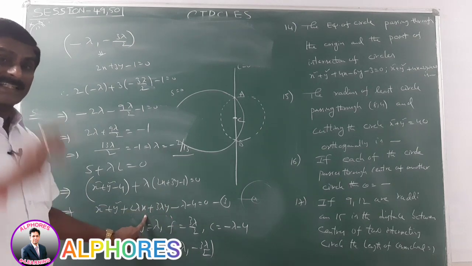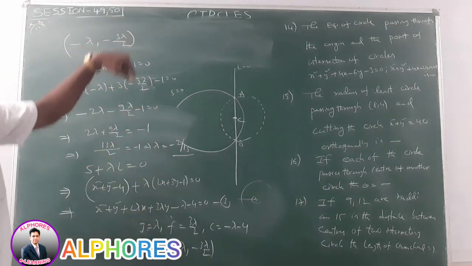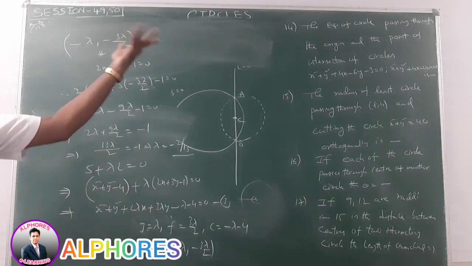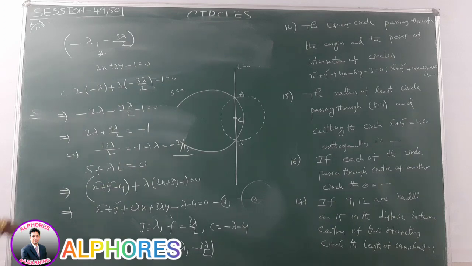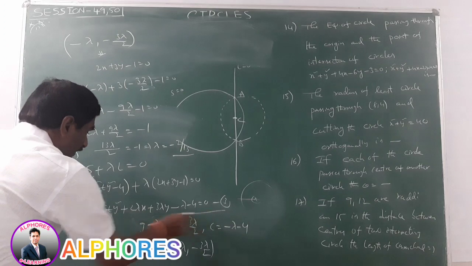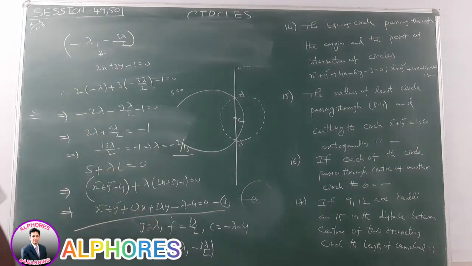By substituting this value in equation 3, we get the equation of the circle. Compare it with the given form x² + y² + 2gx + 2fy + c, then we find the g, f, c values. Very important. Substitute the value of λ in this equation, and we get the equation of the required circle. Find the values of g, f, c. Very important.